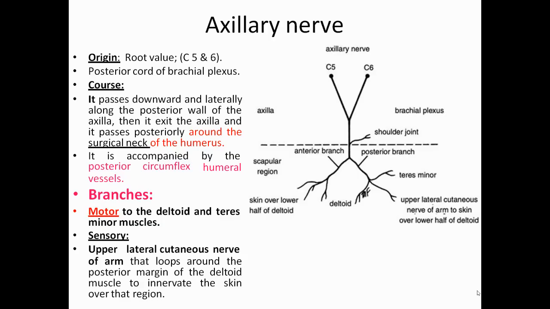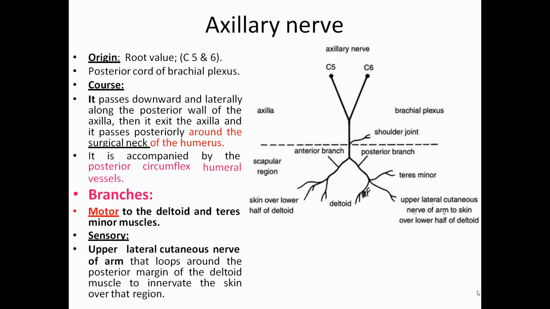First, we will see the axillary nerve. It has its origin from the roots of C5 and C6, and it takes origin from the posterior cord of the brachial plexus. Course: it will pass downward and laterally along the posterior wall of the axilla. Then it exits the axilla and passes posteriorly around the surgical neck of the humerus. It is accompanied by the posterior circumflex humeral vessels.